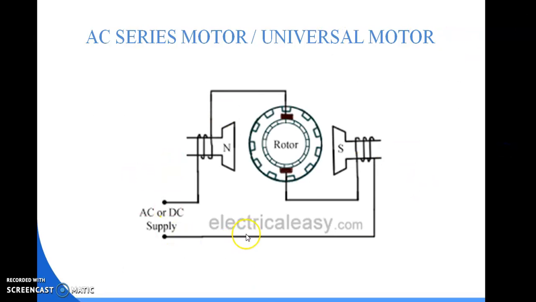Here you can see the diagram. This is the AC or DC supply. These are the poles, this is the rotor. This is the stator. We have stator poles, north pole and south pole, and the AC supply is given to the stator, and here the rotor is connected. We can see the rotor conductors. These are the brushes.